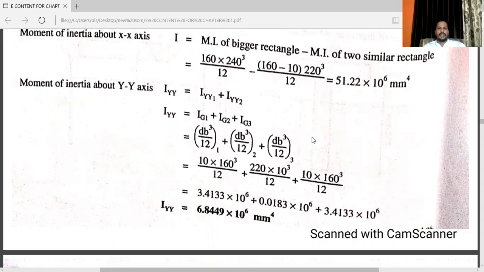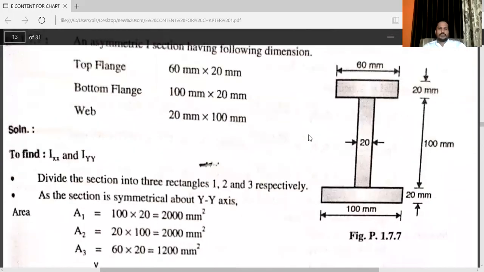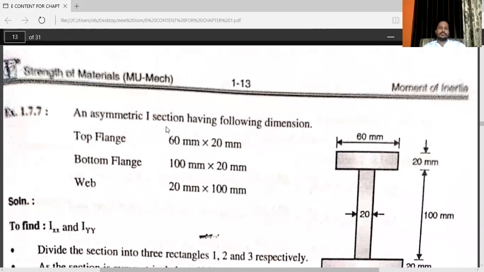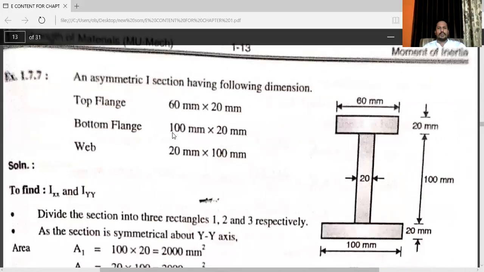But whenever you consider a symmetrical I section, you have to use our regular method, means the method which we already use to solve for L section and for T section. Similarly, see this problem, an asymmetrical I section having following dimensions.